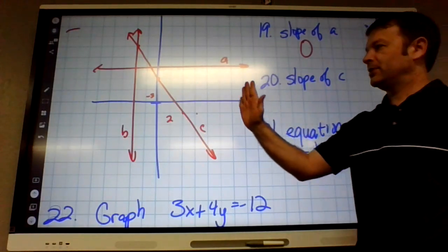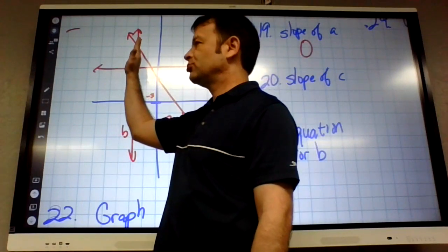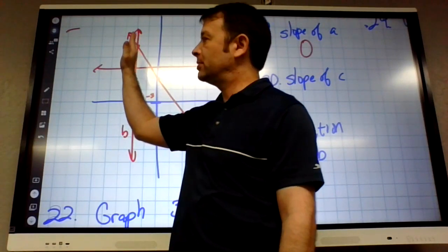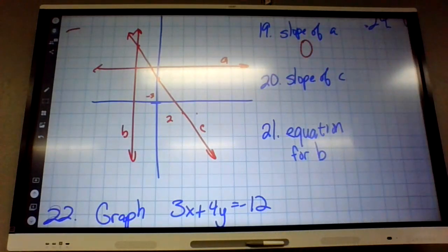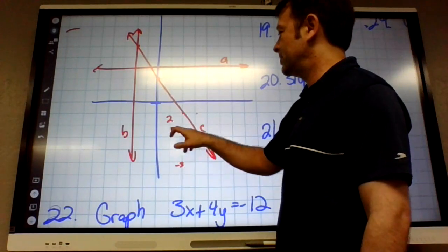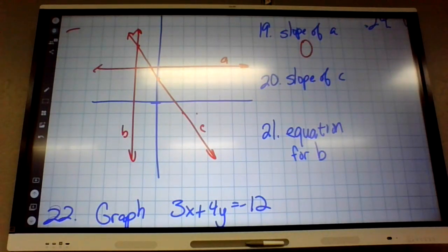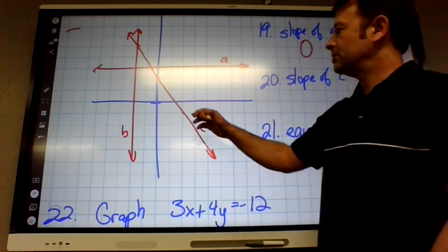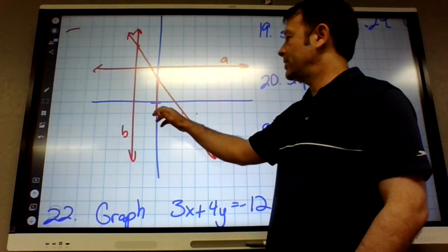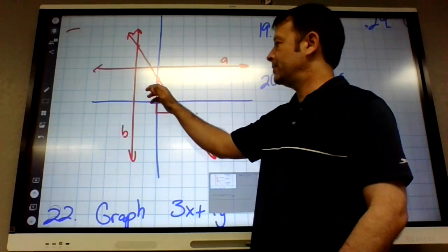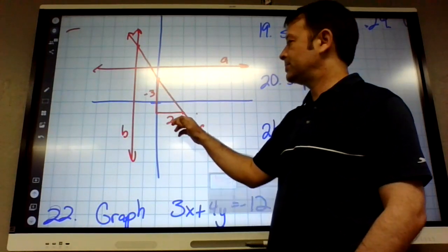You guys remember what a vertical line's slope is? No slope, or undefined slope? Yeah. They don't really ask that on this one though. How do we find the slope of C? I kind of accidentally left the answer in there. Wait, you said this one is undefined. The slope of B is undefined. Okay. How about C though? -3 over 2. Right, rise over run. So the rise is -3 and the run is 2.